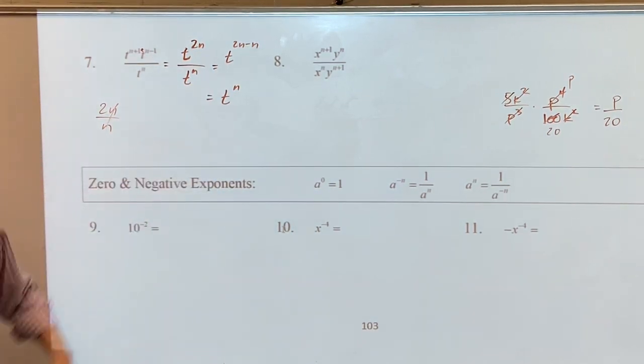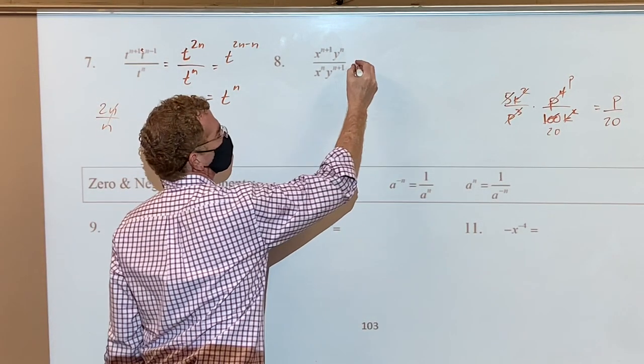So with that in mind on number 8, I have people every year that will leave this problem and go, I guess it's simplified. But remember, one of my rules at the very beginning was you never want to have the same base more than once. So since I have x's more than once and y's more than once, I need to clean that up. So how do I approach it here?